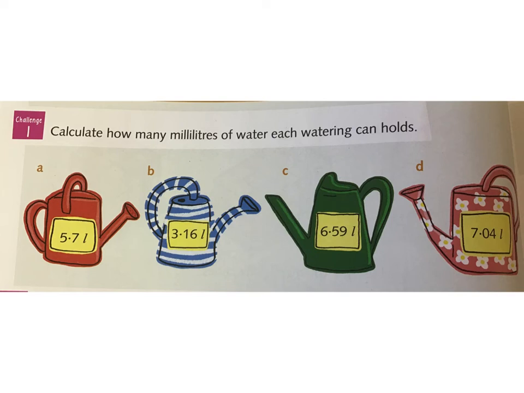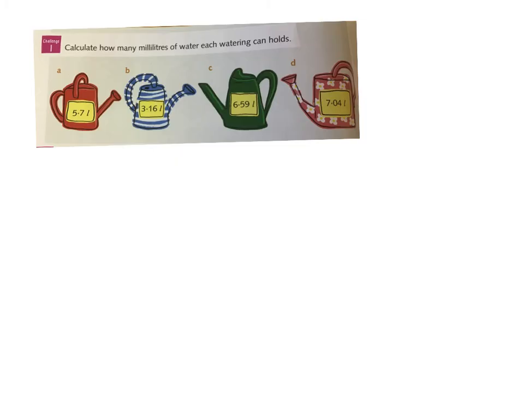So you can see that each watering can tells us how much it holds in litres. Now you know from your measure facts that 1 litre is 1,000 millilitres. So to find out how many millilitres are in each can, what we have to do is multiply the amount of litres by 1,000. So the first watering can here, question A, says it has 5.7 litres. Now 5.7 multiplied by 1,000.